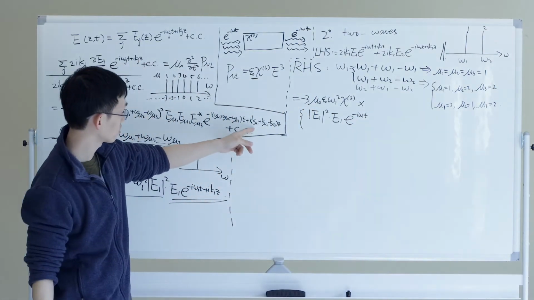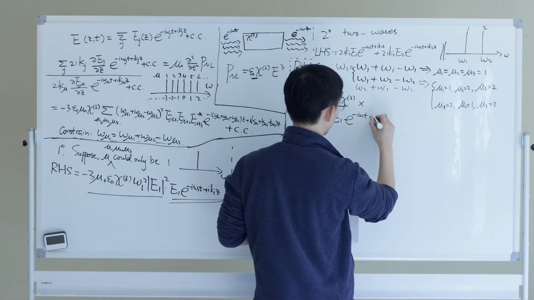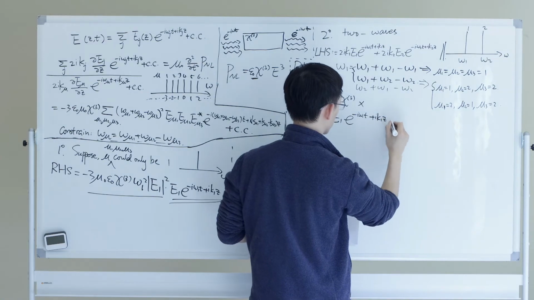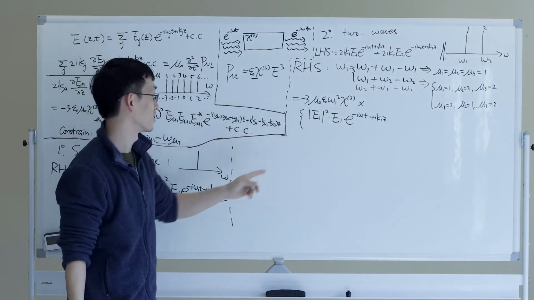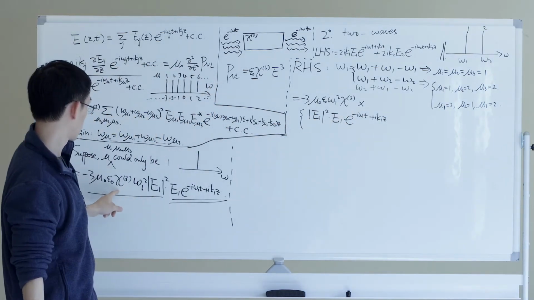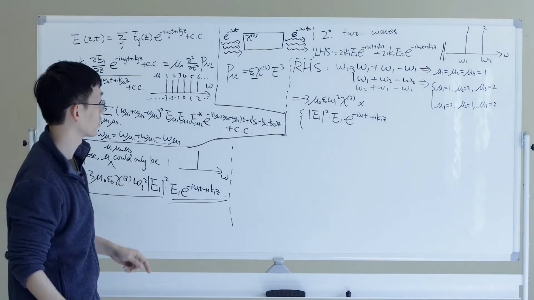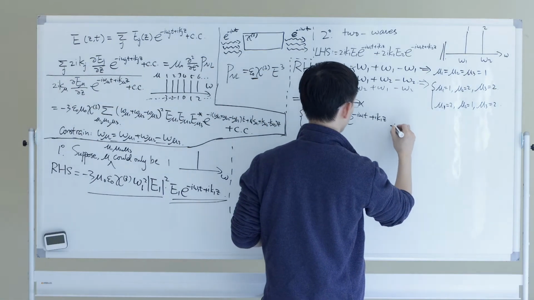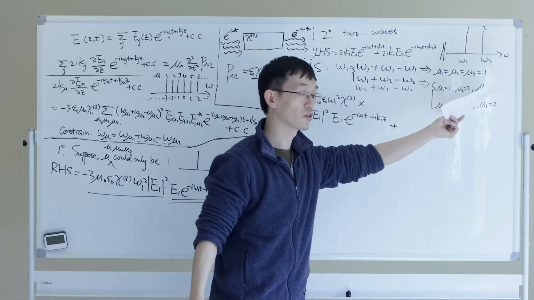Now the phase term, because it's k1 plus k1 minus k1, so it's k1. Okay, so this is the first term. If you look at it, it's exactly the same as your self-phase modulation term here. And then the second term, you see that mu1 equals 1, mu2 equals 2, mu3 equals 2.